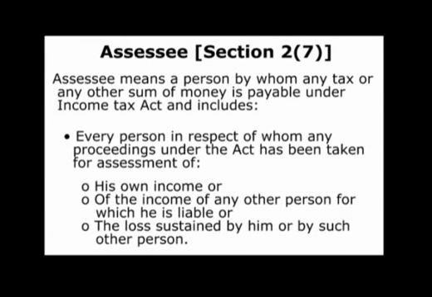So every person in respect of whom any proceedings under the Act have been taken, in respect of his own income or of the income of any other person for which he is liable, or the loss sustained by him or by such other persons. It means all these possibilities are covered under this particular subparagraph. We'll continue with it.